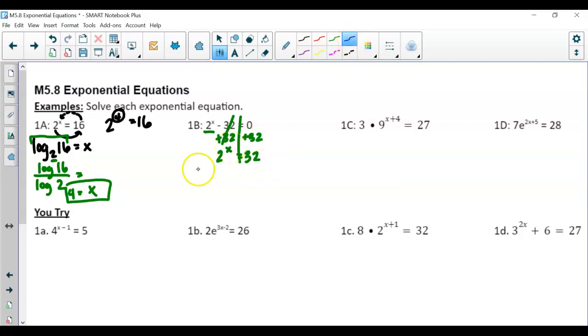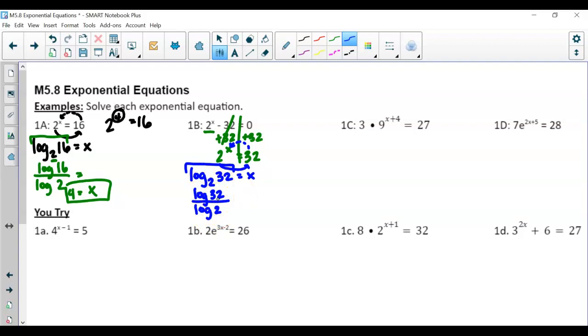So let's check that, right? So let's write it as a log. So again, this is log base 2 of 32 is equal to our exponent x. So now notice here again, change of base. So I've got log 32 divided by log 2. And you do get 5.